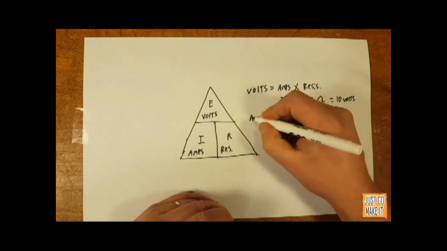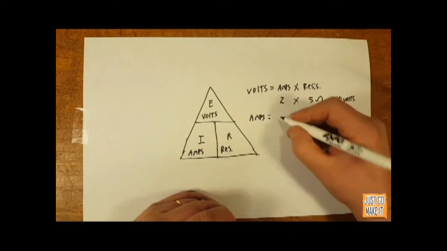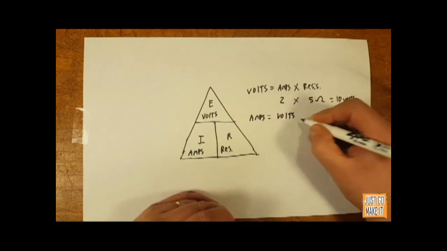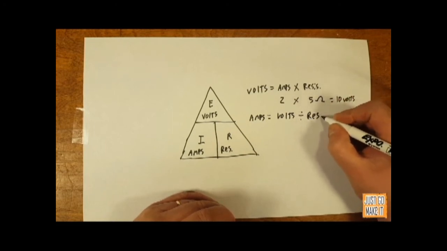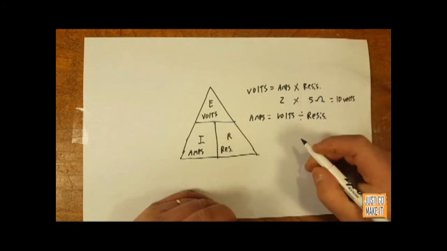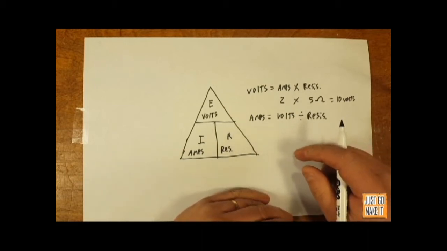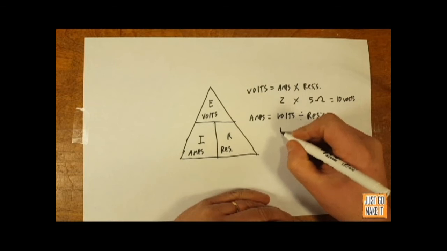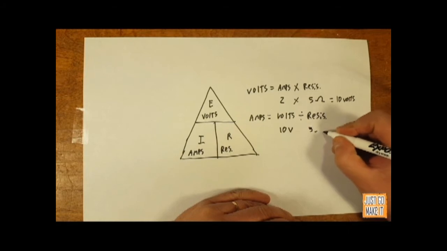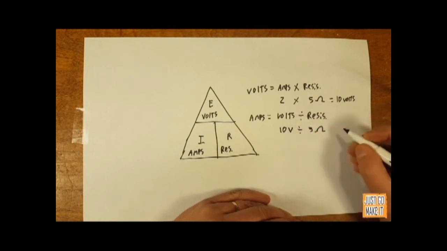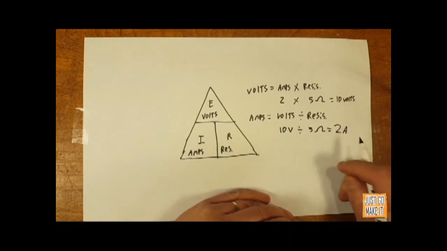Now if you want to figure out your amps, all you have to do is take the volts and divide them by the resistance. So let's say in the same scenario, the same circuit, we have 10 volts and a resistance of 5 ohms. If we divide that, we know the circuit can handle 2 amps.